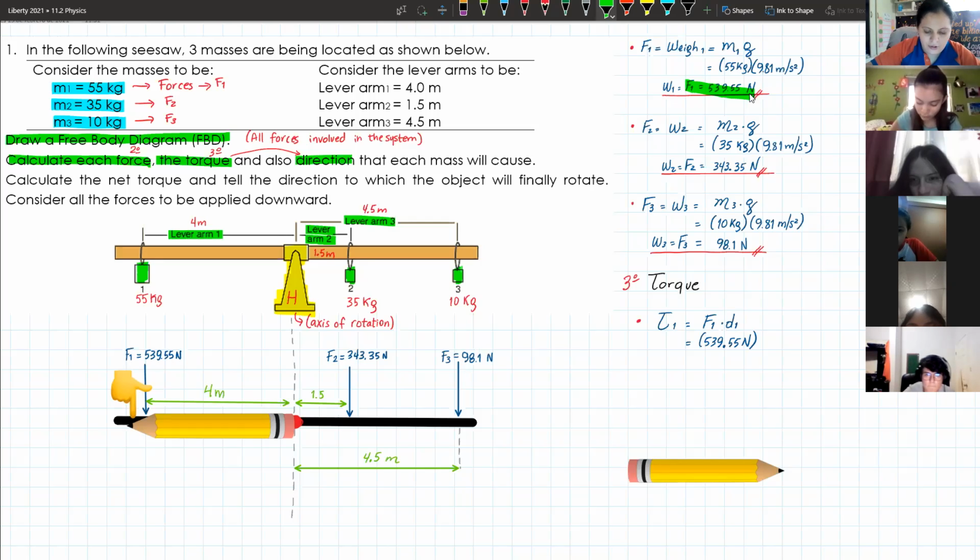So again, I'm going back to the formula of torque. So force 1 times lever arm 1, that is, what is the lever arm 1? 4 meters. 4 meters. So how much is this?